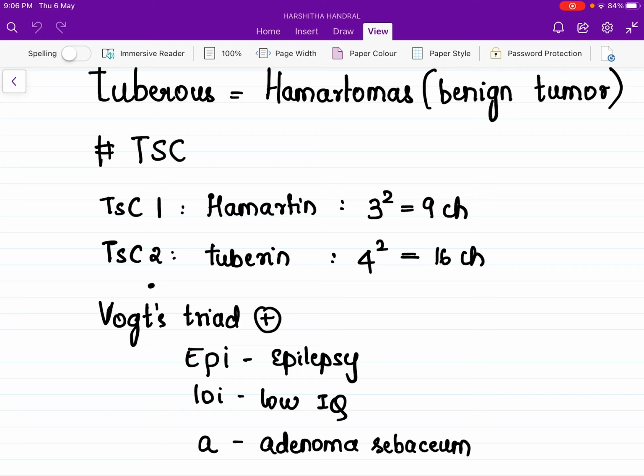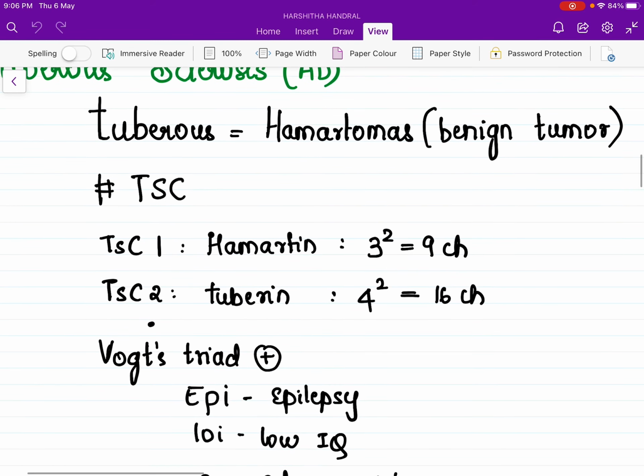We should also remember the chromosome associated with it. You can remember it this way: 1 is an odd number, the next odd number is 3, and you square that odd number, 3 squared is 9, so chromosome 9. 2 is an even number, the next even number is 4, and you square that even number, 4 squared is 16. This is one method you can use if you like. So TSC1 is associated with chromosome 9, and TSC2 is associated with chromosome 16.